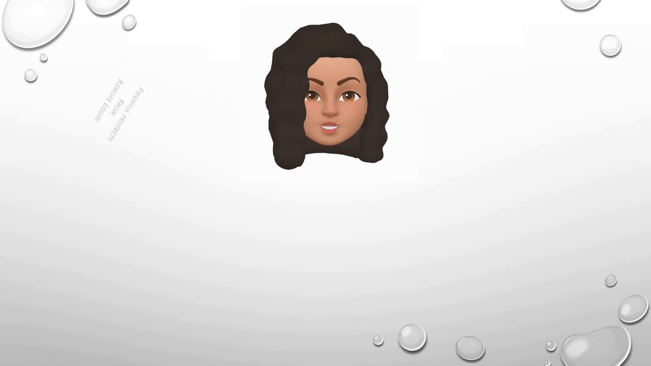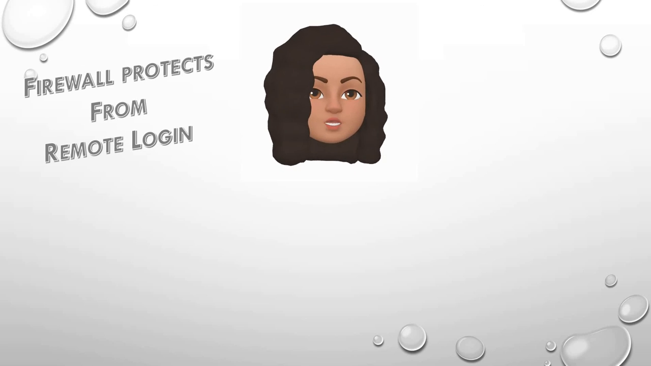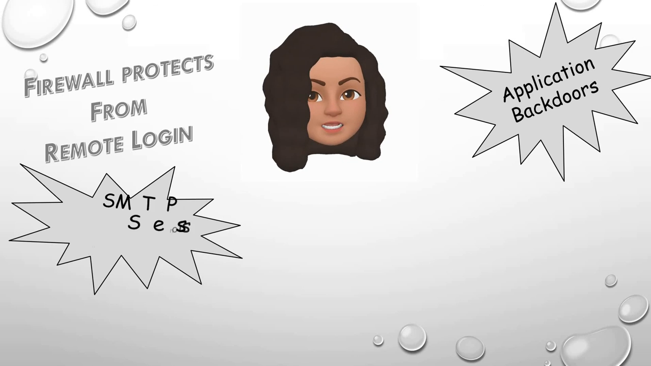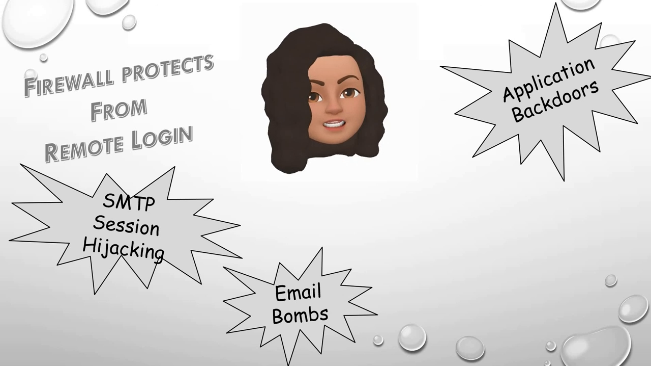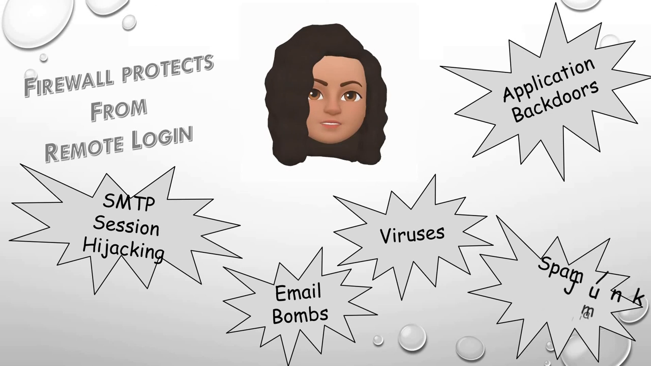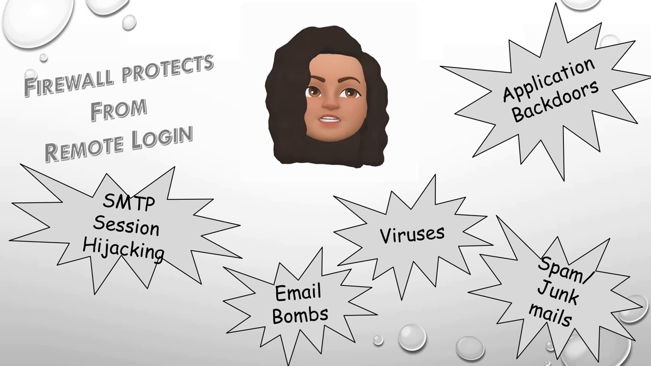Firewall protects the user from remote login by others who are not authorized to gain access to the system. Then it protects application backdoors. It protects SMTP session hijacking. It protects from email bombing. It protects from viruses and macros, and also it protects from spam or junk mails. So firewall is a system that is designed to protect the network from illegal use by an unauthorized person.